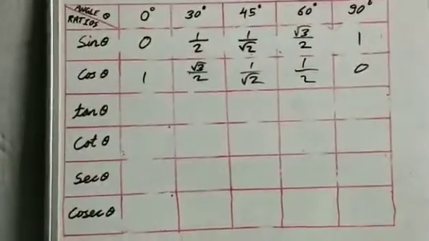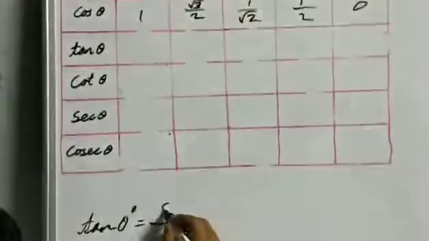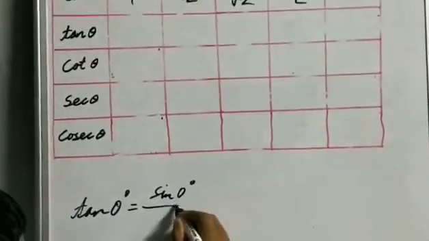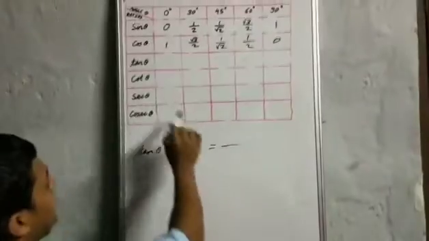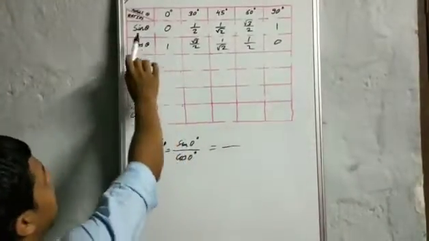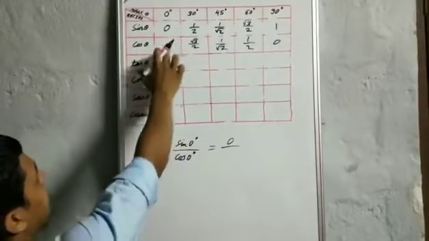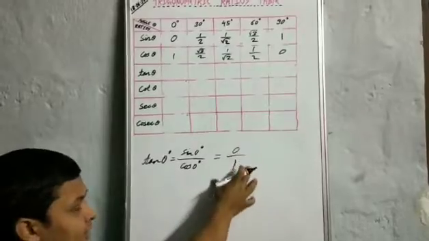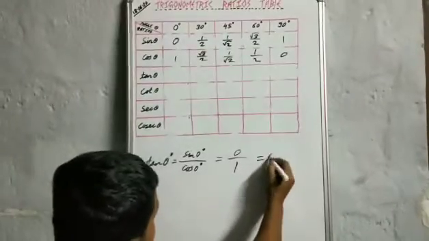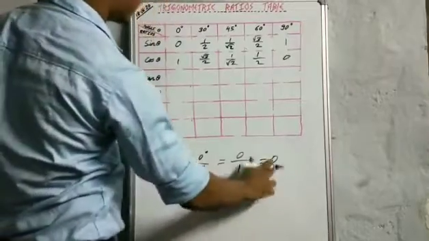Now find the value of tan of 0 degree. We know that tan of angle 0 degree is sine 0 degree by cos 0 degree. So we have the formula. The value for sine of 0 degree is 0 and cos of 0 degree is 1. Therefore 0 divided by 1 is 0, so the value of tan of angle 0 degree is 0.